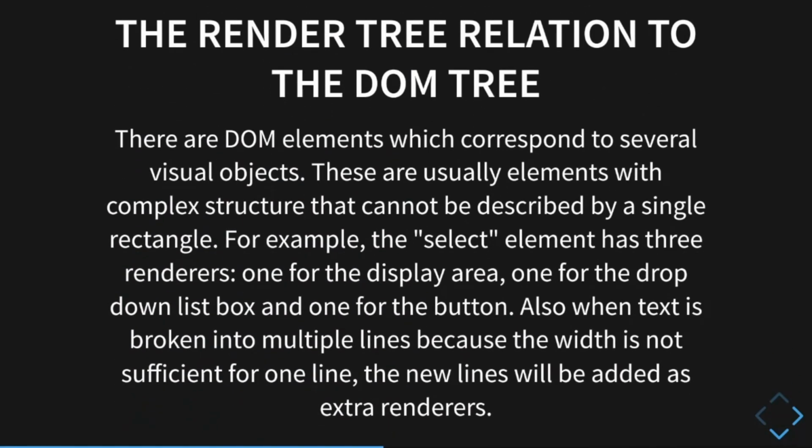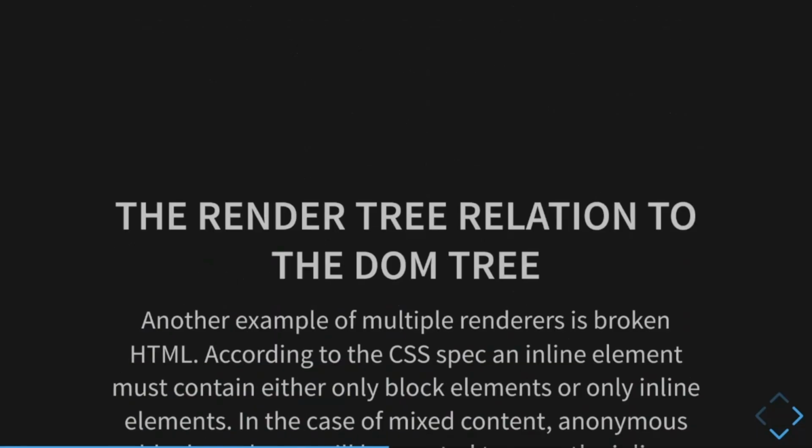The render tree in relation to the DOM tree. There are DOM elements which correspond to several visual objects. These are usually elements with complex structure that cannot be described by a single rectangle. For example, the select element has three renders: one for the display area, one for the drop-down list box, and one for the button. Also, when the text is broken into multiple lines because the width is not sufficient for one line, the new lines will be added as extra renderers.